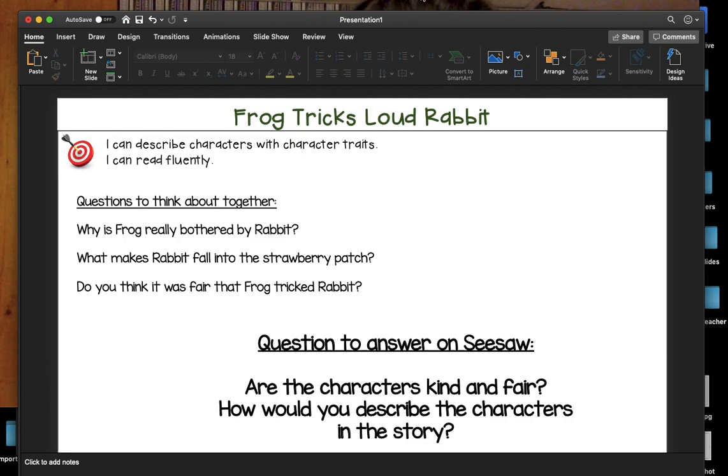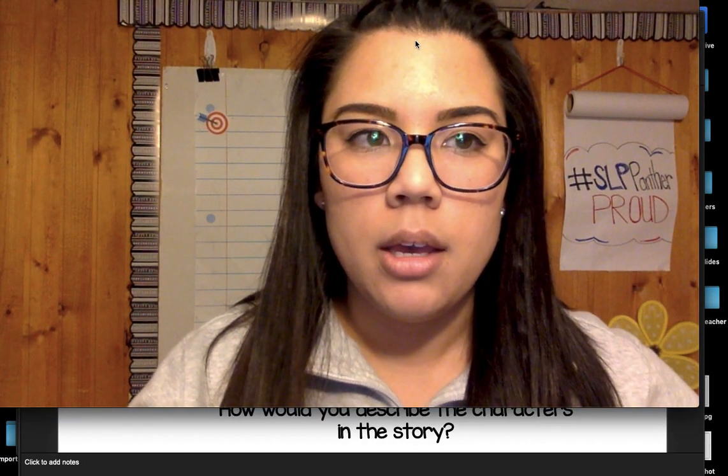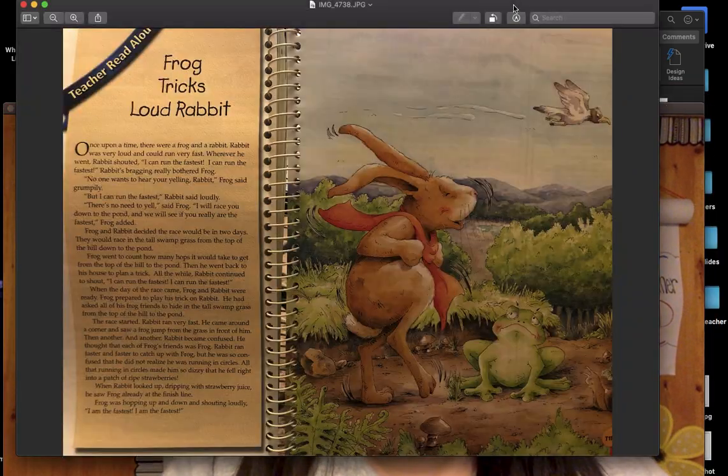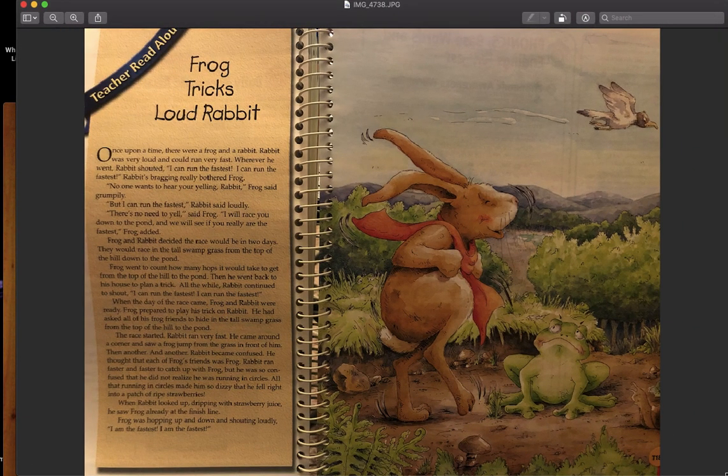So I'm going to pull up the story. It is not in your green book, so you'll just have to follow along with me. I'm going to show you this picture that goes along with the story Frog Tricks Loud Rabbit. Now this is a short story that has animals as the main characters, and the animals are talking in it. What kind of story is that? Yes, it is fiction, it's not real, but it's also a fable.